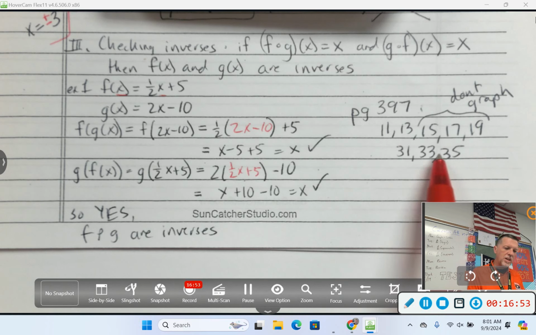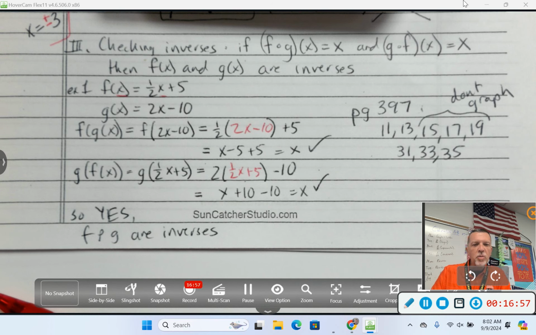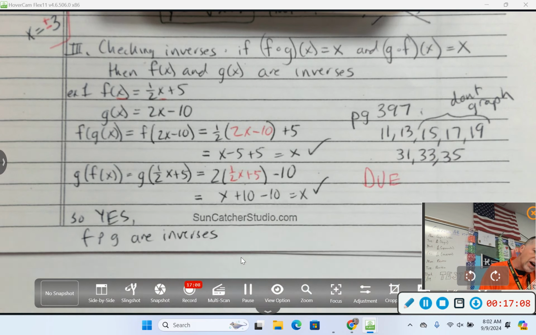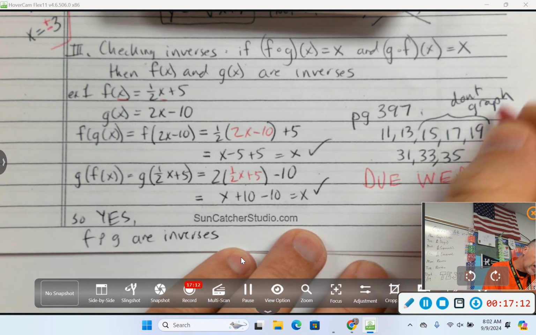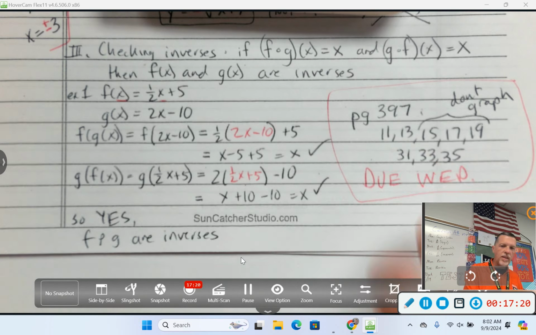So 15 minutes, 8 problems. 2 minutes per problem, although the point problems will take far less than 2 minutes per problem. Oh, and before I stop recording, and while you're still looking, this was also due Wednesday. So 3 things due Wednesday. Page 389, worksheet 6.1, and page 397.